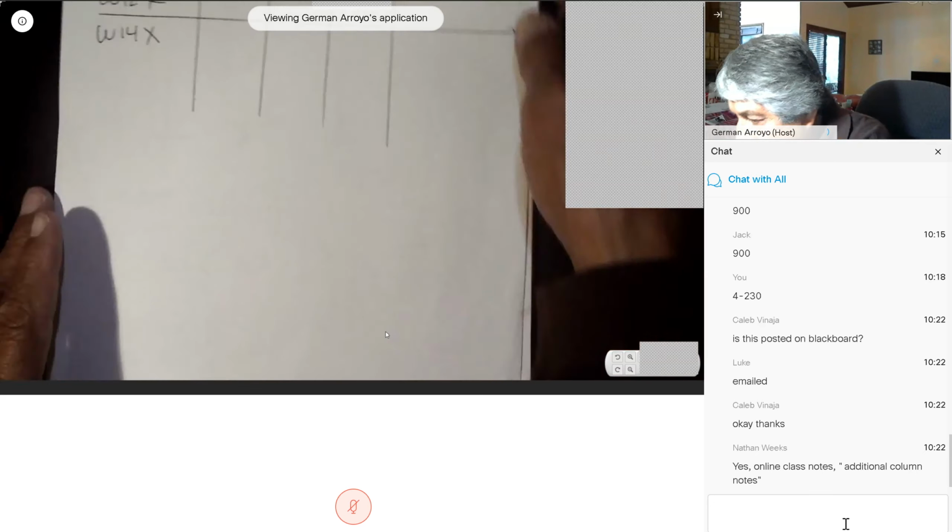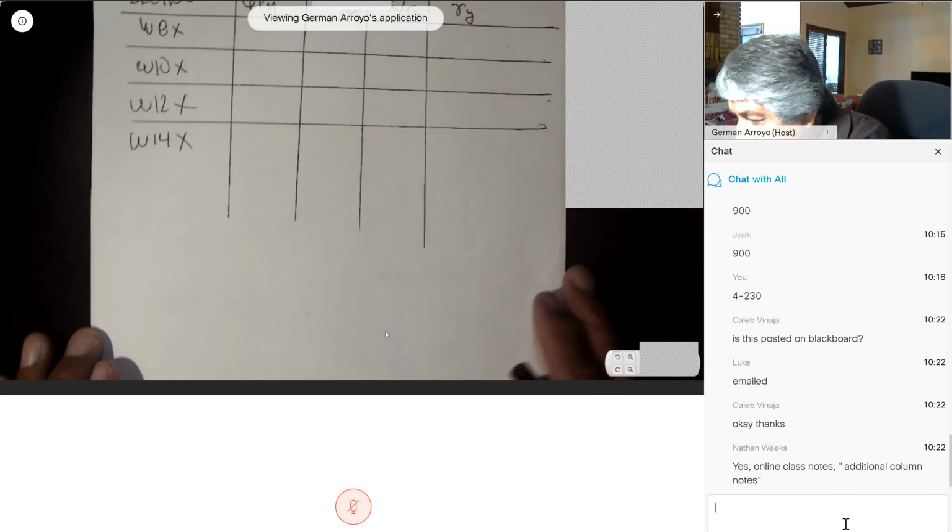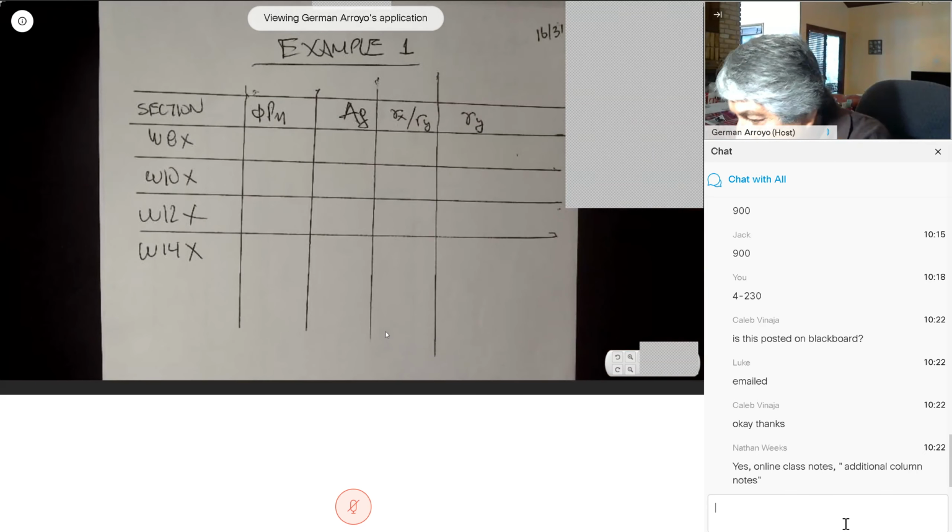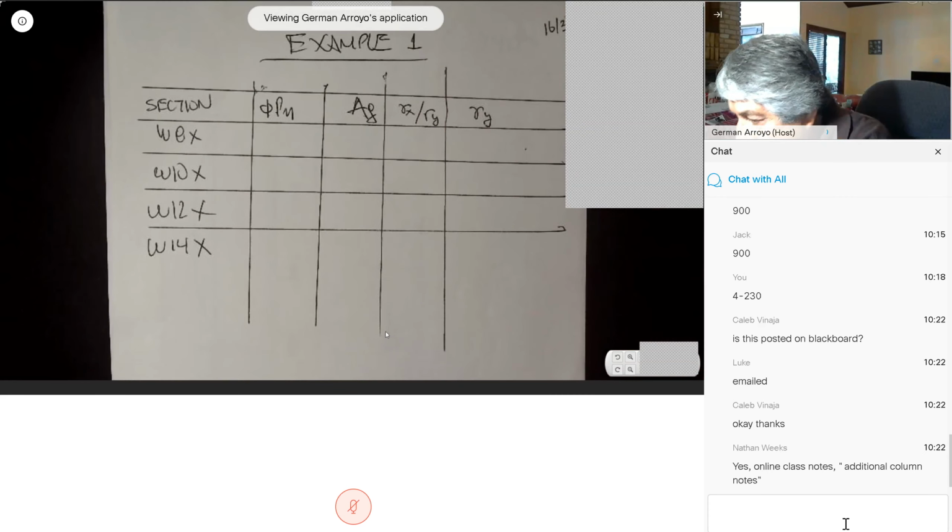We're going to go to the W8, and we're going to look for a section. In this table, I do not have the load. I do not have the gross area. I don't have Rx or Ry. So I want to go first to the table for W8. I'm going to tell you what the page is for a W8.